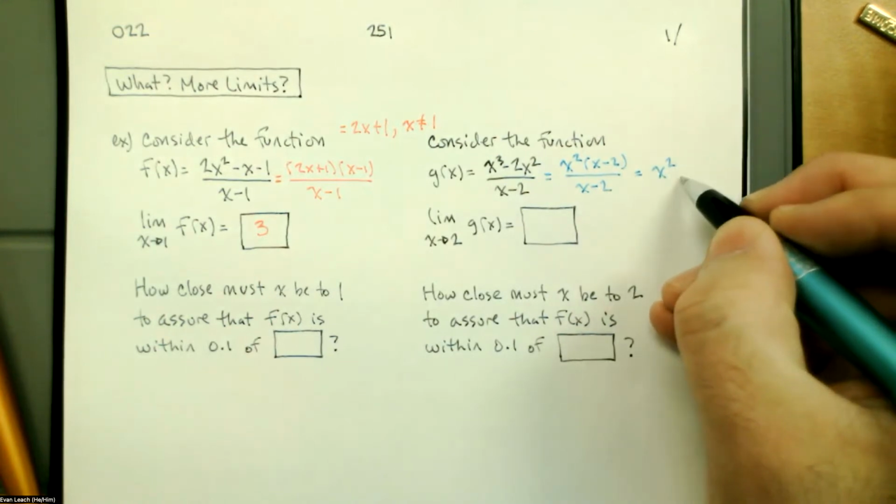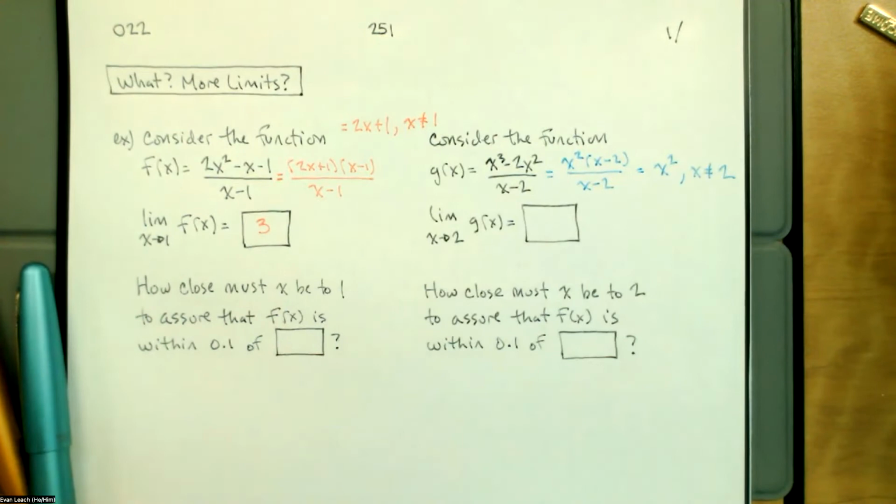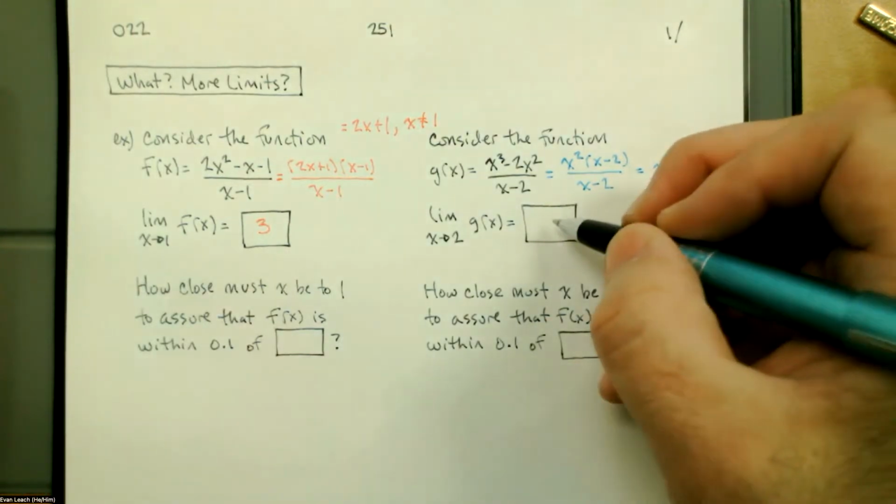So I should make a note of that. But since we're calculating a limit near 2, we don't care about what's going on at 2. We care about what's going on near 2. And so we're just going to plug in the 2 into our simplified expression.